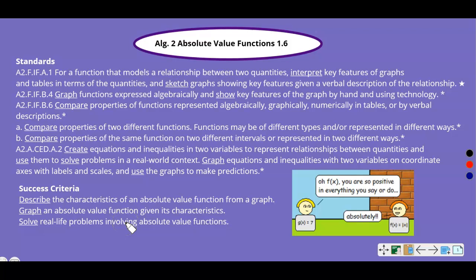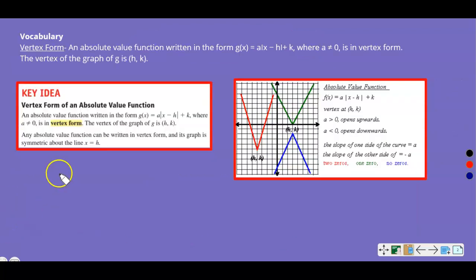You need to be able to describe the characteristics of an absolute value function from a graph. You need to be able to graph an absolute value function given its characteristics, and you need to be able to solve a real-life problem involving an absolute value function. One very important vocabulary word: vertex form.